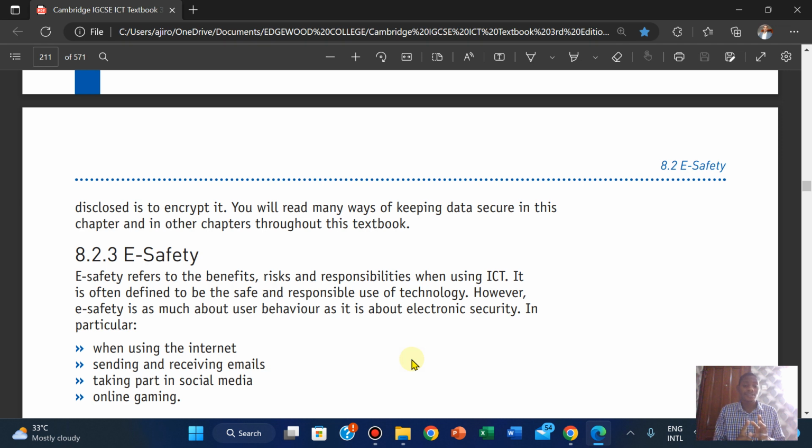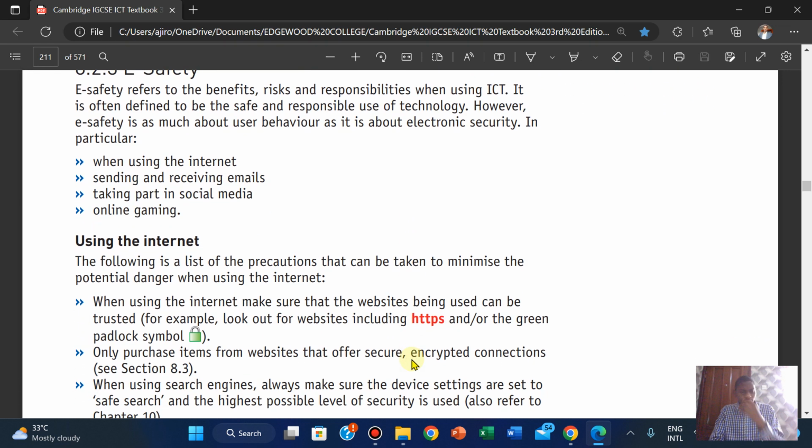Number one, sending and receiving emails. Number two, taking part in social media. Number three, and online gaming. And we want to stress on this. Using the internet. Let's talk about using the internet. The following is a list of precautions that can be taken to minimize potential dangers when you're using the internet.